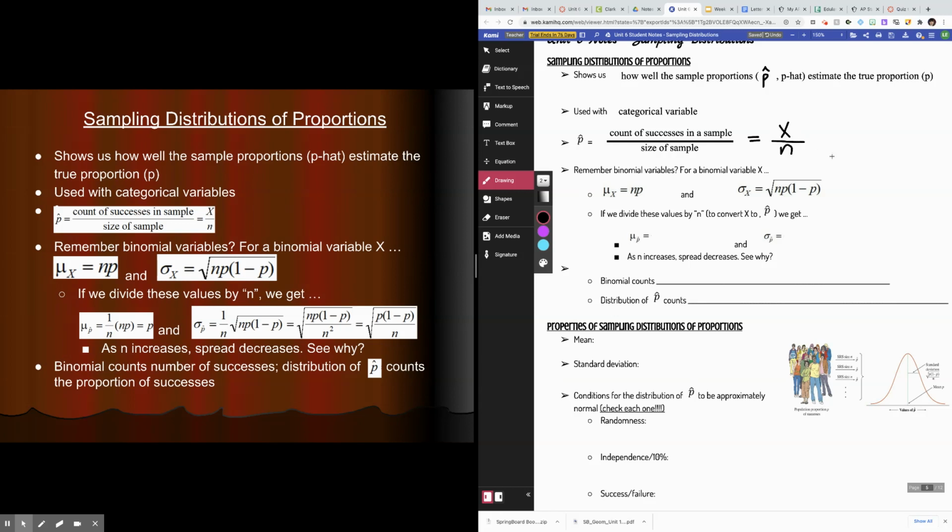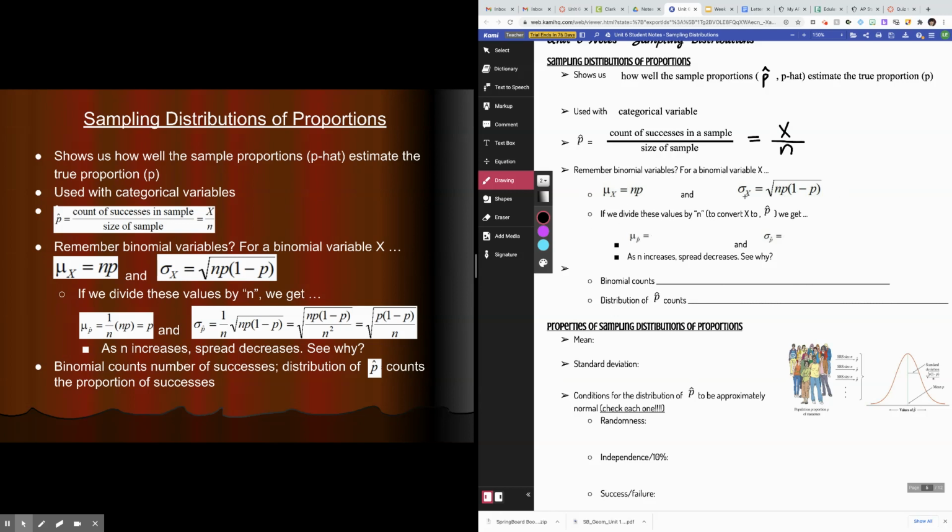The reason I'm bringing this up is because I want to show you where the formulas for the mean and standard deviation of a sampling distribution come from, because they can look a little bit intimidating if you're not sure where they come from. So I want you to flash back for a second and remember our values for binomial variables. If you think back to Unit 5 when we learned about binomial variables, if we have a binomial variable x, the way we would find the mean of that variable is n times p. And the way we would find the standard deviation of that variable is the square root of np times (1 minus p).